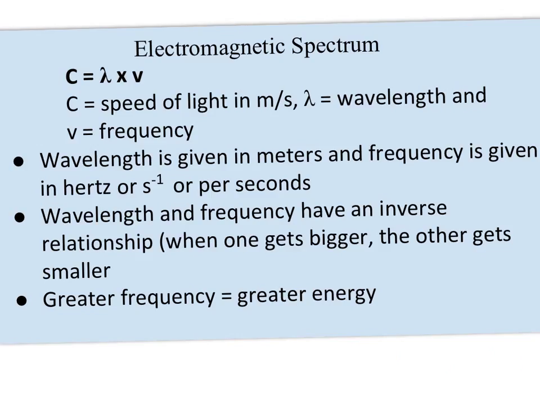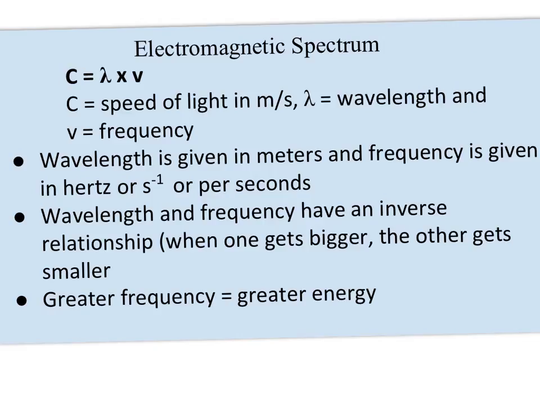So how do we use this? Well, we're going to take a look at the relationship between wavelength and frequency. If you didn't notice on the previous slide, wavelength and frequency have an inverse relationship. When one gets bigger, the other gets smaller. The other thing physicists found out is that wavelength times frequency always equals the speed of light.